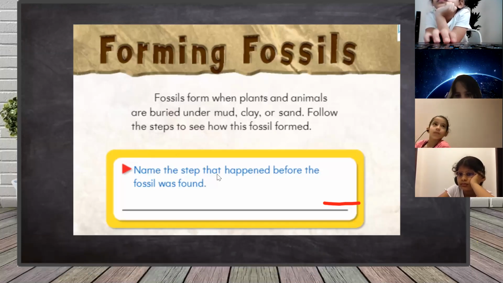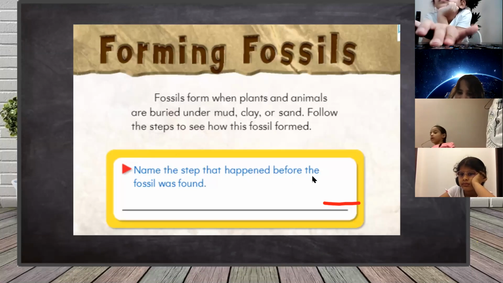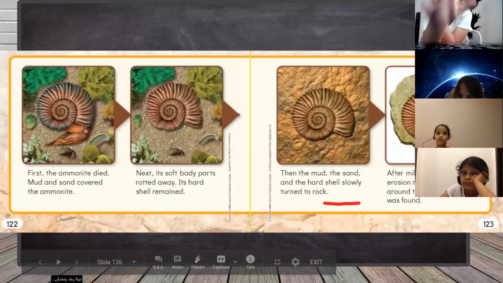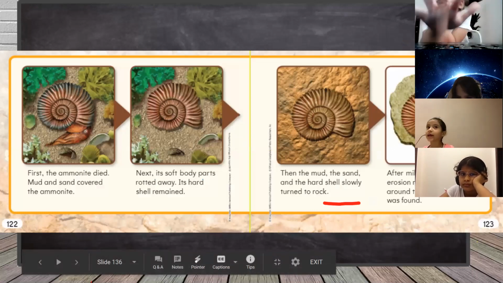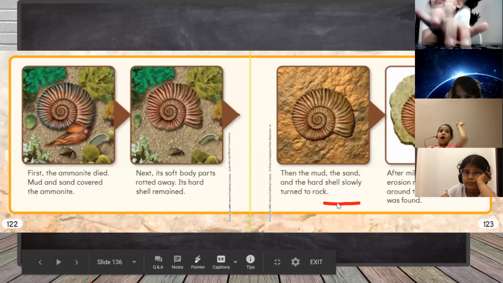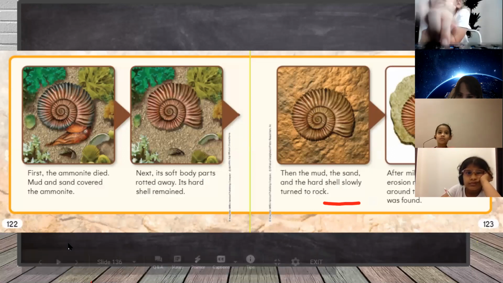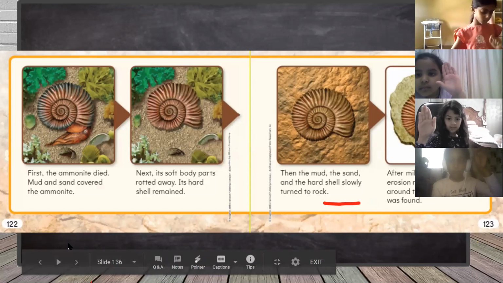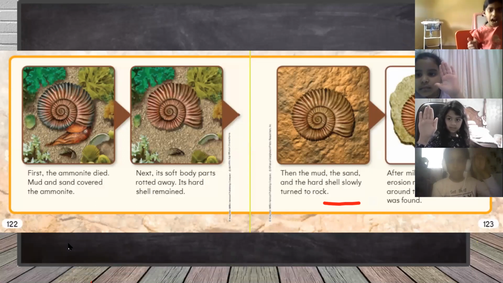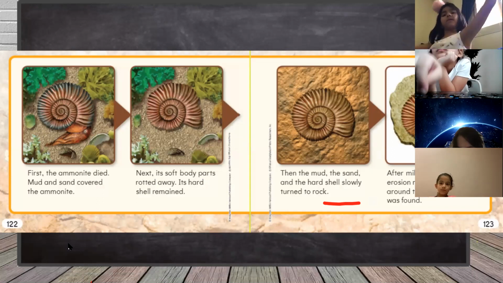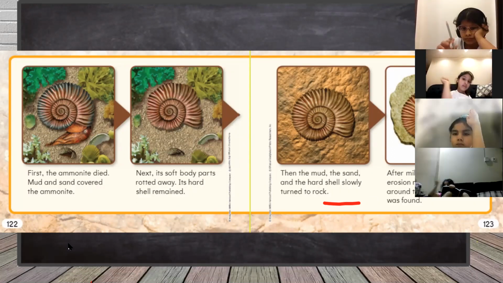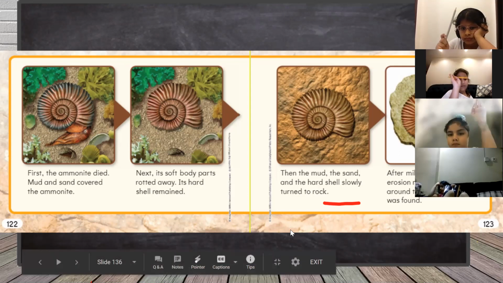Name the steps that happened before the fossil was found. What is the step before the fossil was found? Who knows? Show me your hand if you know the answer. Okay, yeah. These are the three girls who already answered with me and always answer with me. Please, guys. Yes, Dania?